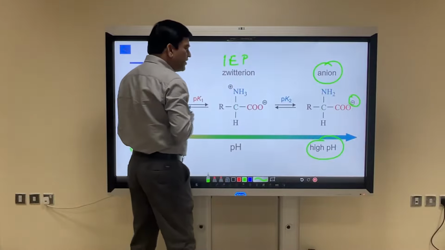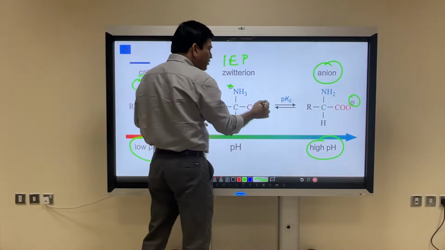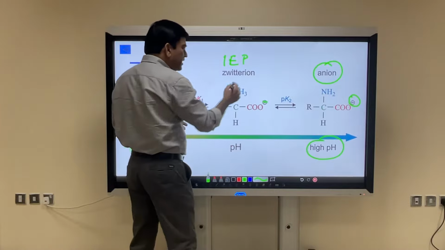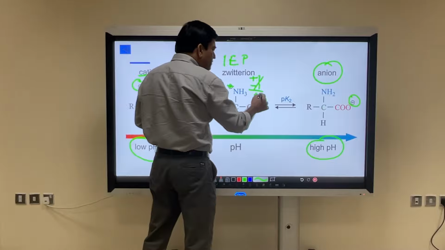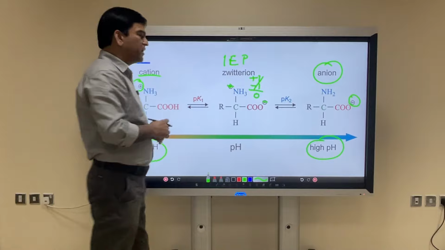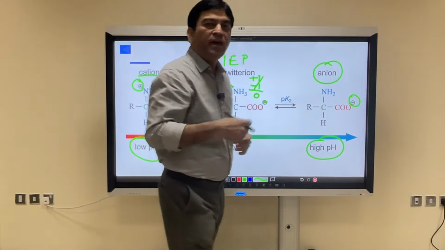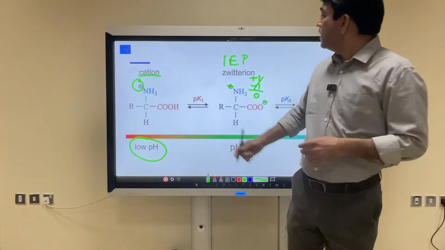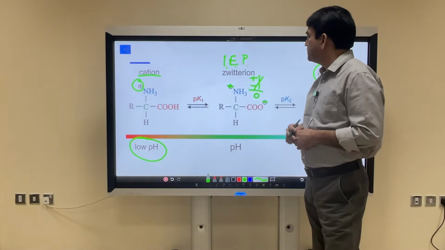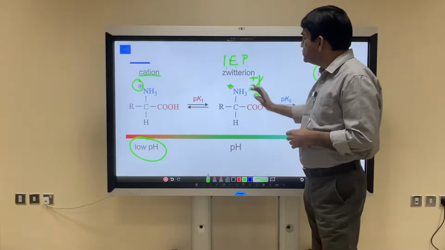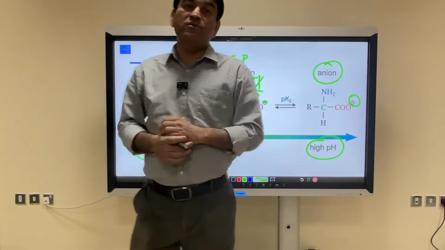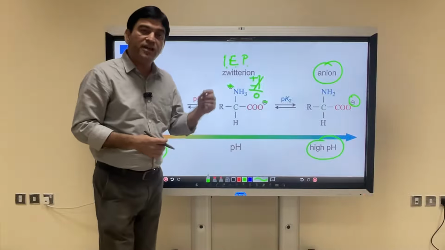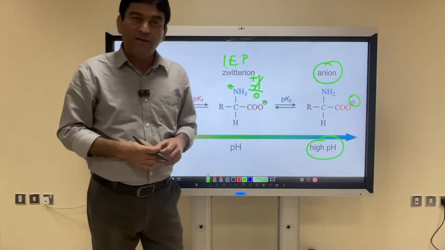Amino acids have both the charges on the same molecule, plus and minus, and the net charge, you can say +1 -1, and the net charge is 0. This is a Zwitter ion. Amino acids exist as Zwitter ion at isoelectric point. That is, they have both the charges, plus and minus, on the same molecule, and the net charge is 0.